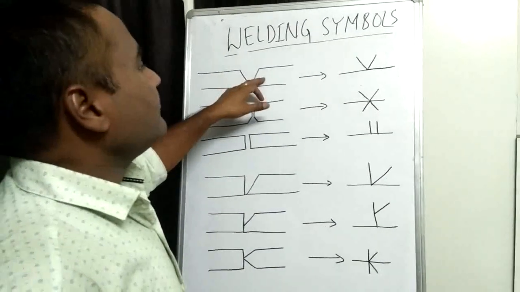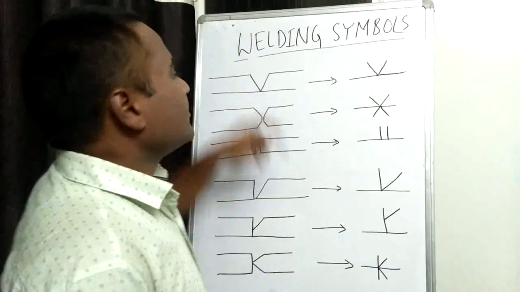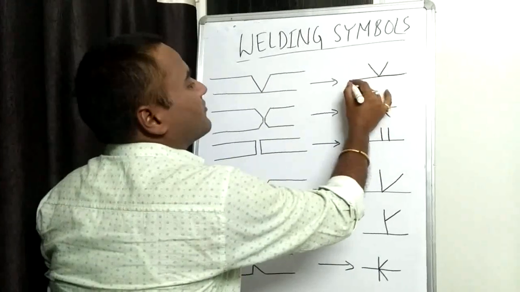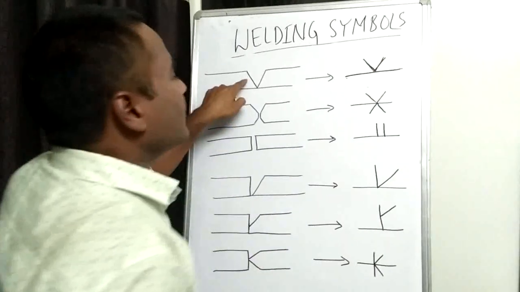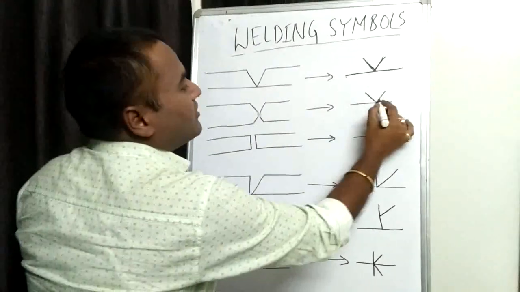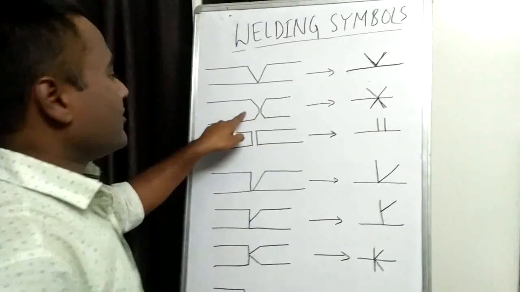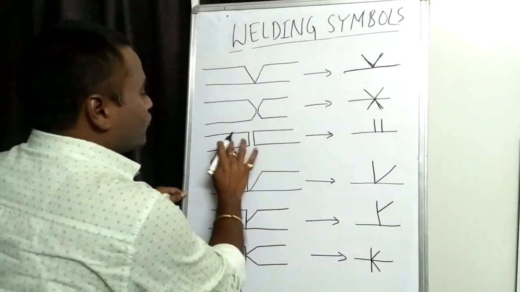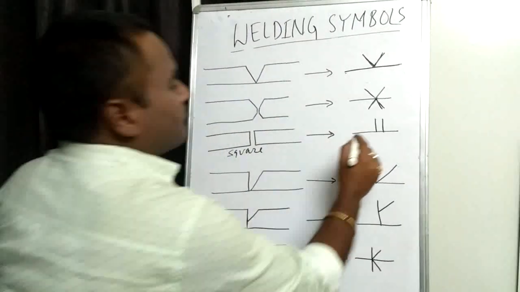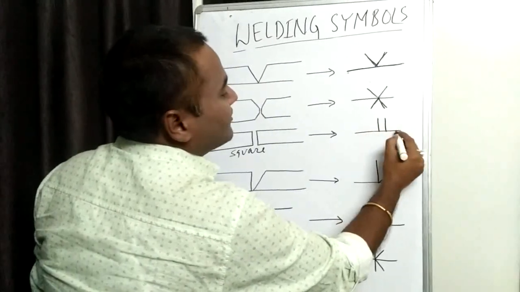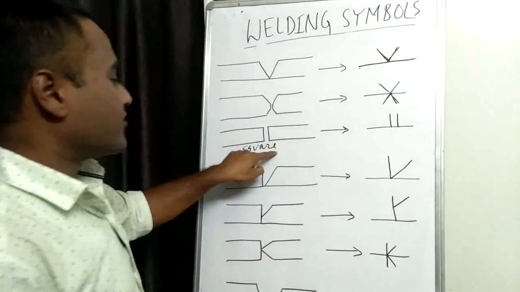For single V, on the reference line, this V symbol is used. This is our reference line, and on the reference line, one V has to be given for single V. For double V, V on both sides. For a square butt, this is your square butt. For square butt, parallel lines have to be used on the reference line. This is your reference line, and two parallel lines have to be used for a square butt.